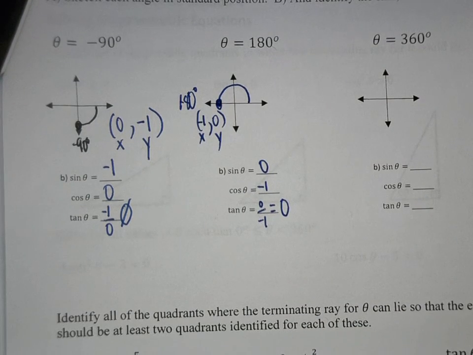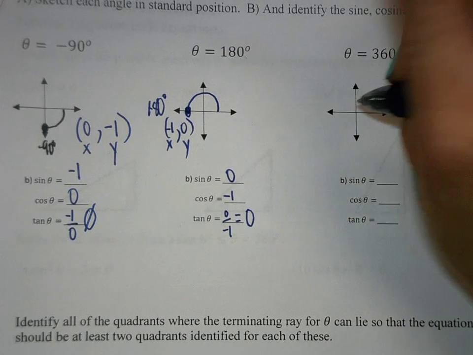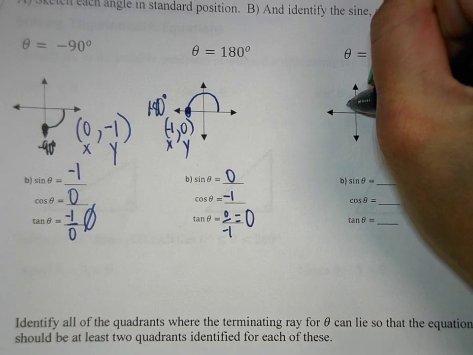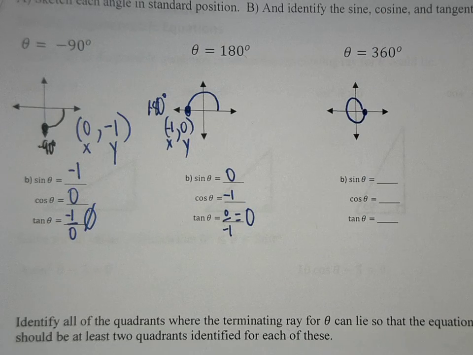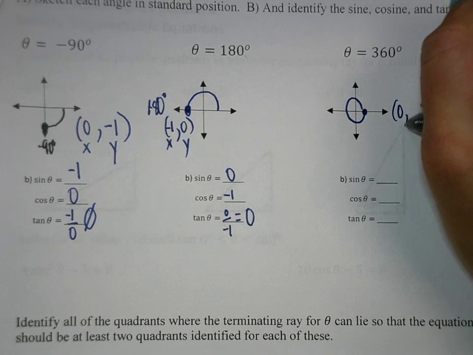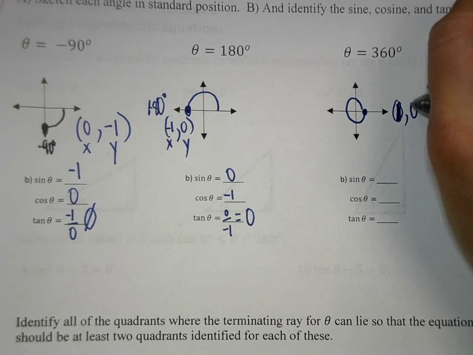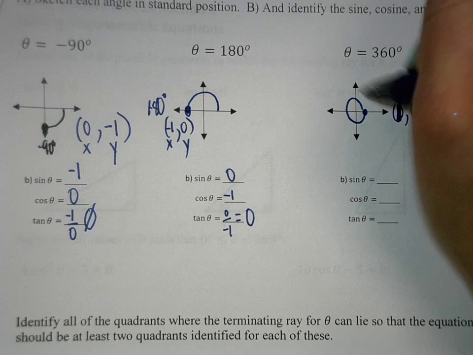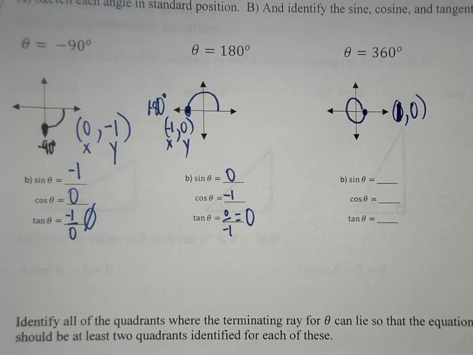Okay, 360 degrees. Wraps around, ends right here. What point is that at? 1, 0. It's ending here at this point, which is always 1 unit, on the unit circle. Okay, 1, 0. X, y.